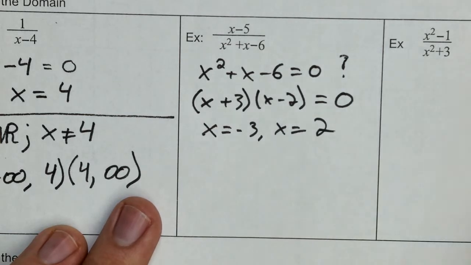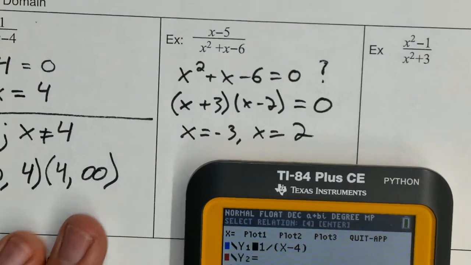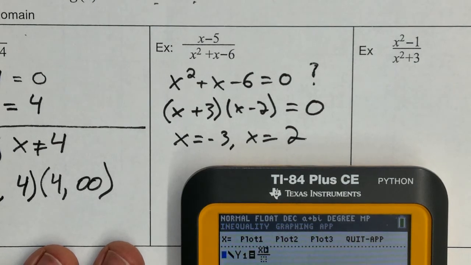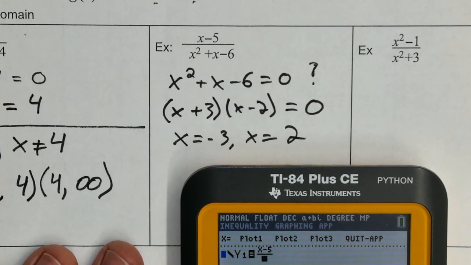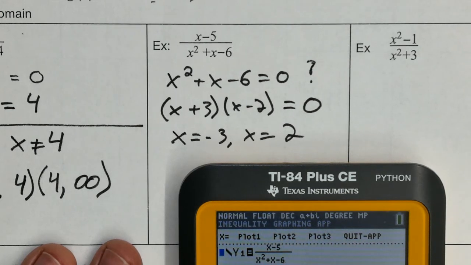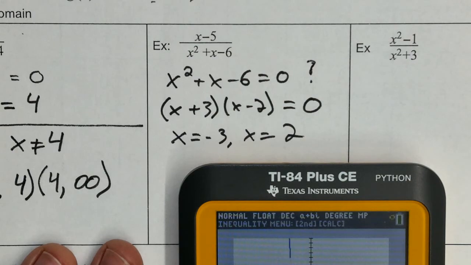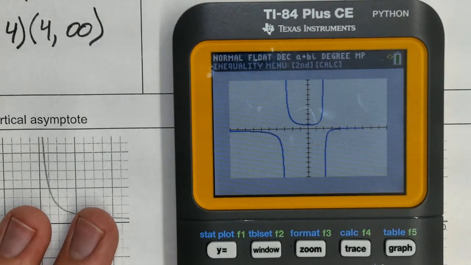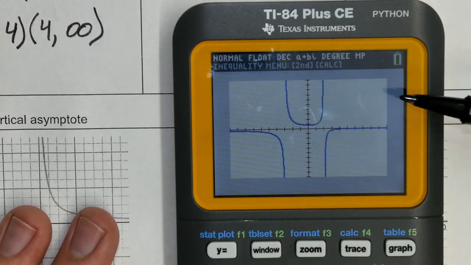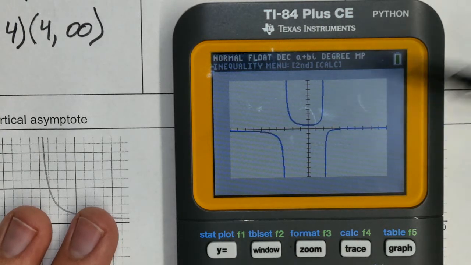We can take a look at this graph real quick. So we have x minus 5 in the numerator, and in the denominator we have x squared plus x minus 6. Okay, and so the graph here, you can see has 2 vertical asymptotes. There's a break here at negative 3 and also at 2.